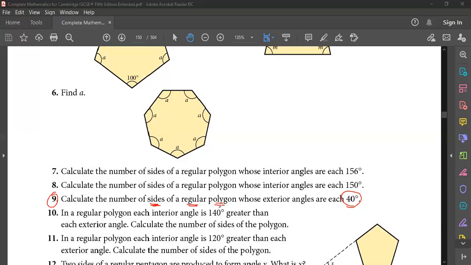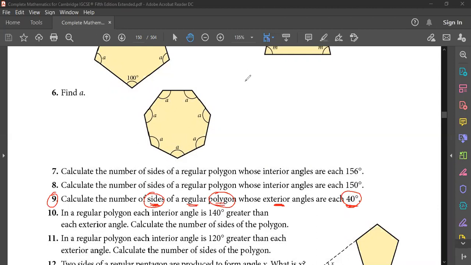Calculate the number of sides of a regular polygon whose exterior is 40. Okay, sir, now we need to draw a regular polygon. No, we don't know if it is a triangle, rectangle, pentagon, or octagon. Polygon indicates it could be a triangle, rectangle, square, hexagon, or pentagon. We don't know, so how do we draw something without knowing how many sides? What is required is to find how many sides.